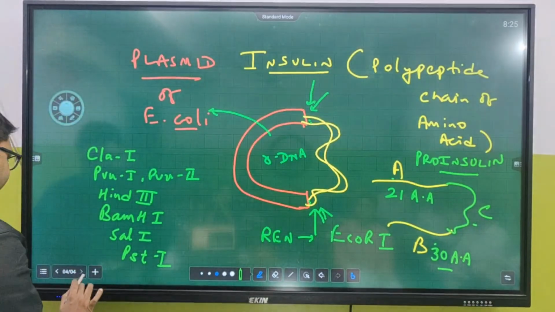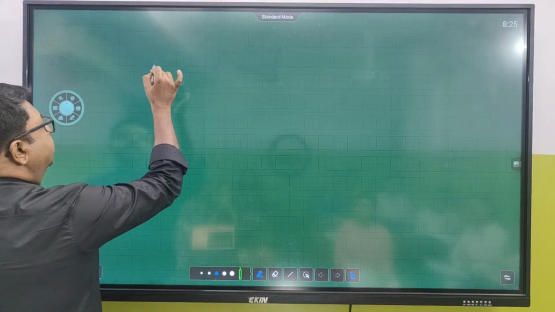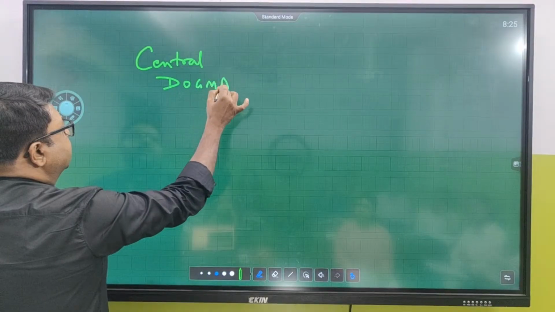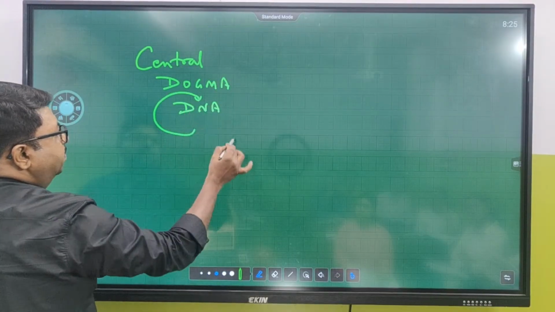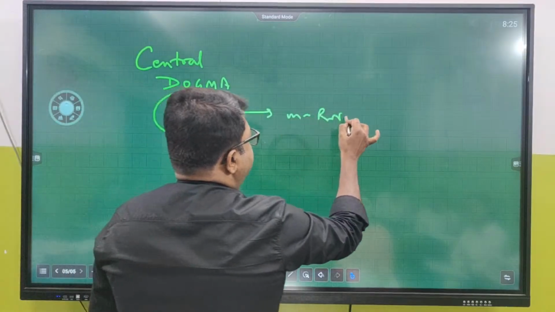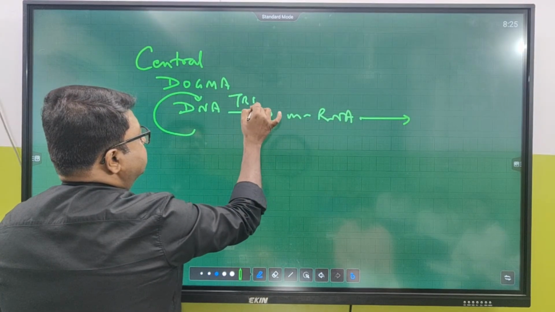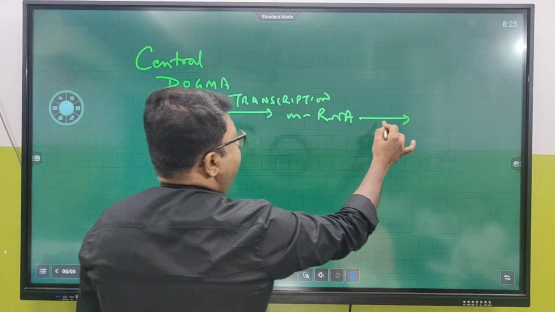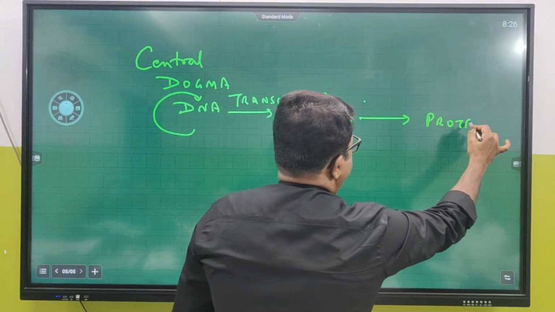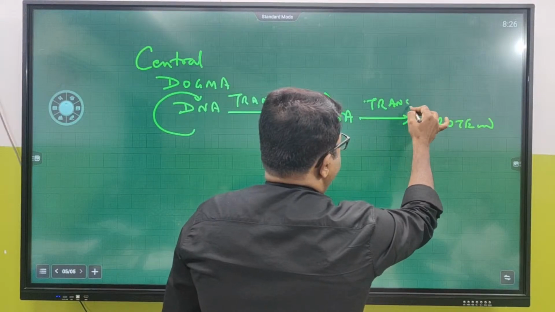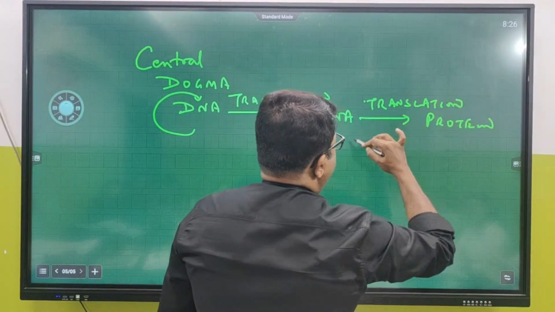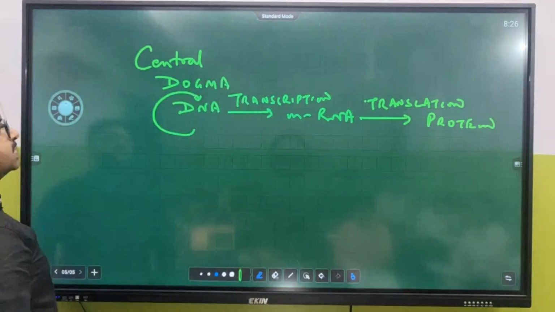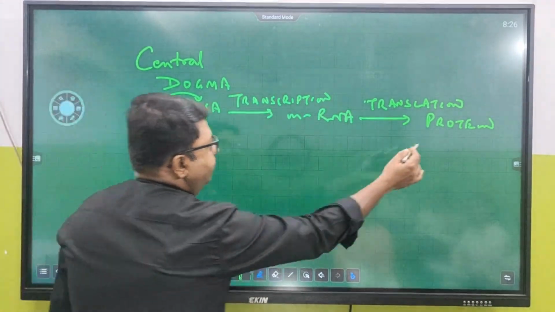If you go back to the basic cellular structure, remember this is the central dogma. DNA makes its copy by DNA replication. Then mRNA is formed by the process of transcription. mRNA to protein is by the process of translation. Who discovered this? Central dogma was given by Francis Crick. Very good.